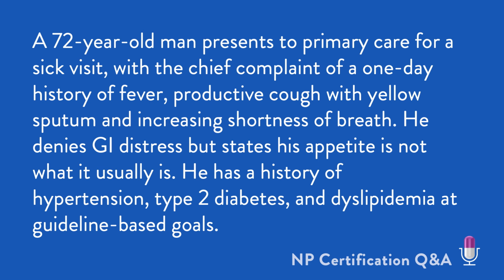A 72-year-old man presents to primary care for a sick visit with the chief complaint of a one-day history of fever, productive cough, and yellow sputum with increasing shortness of breath. He denies GI distress, but states his appetite is not what it usually is. Has a history of hypertension, type 2 diabetes, and dyslipidemia, all at guideline-based goals.